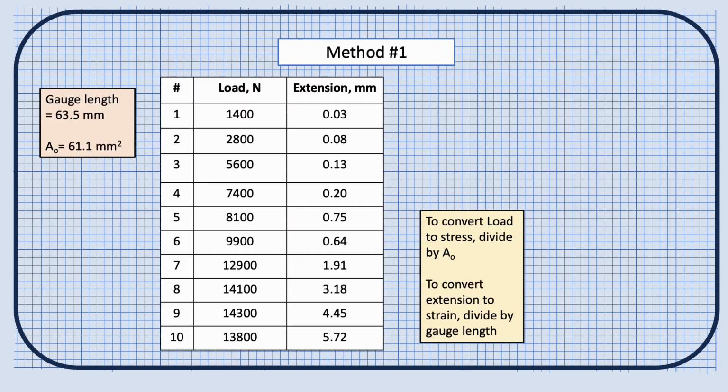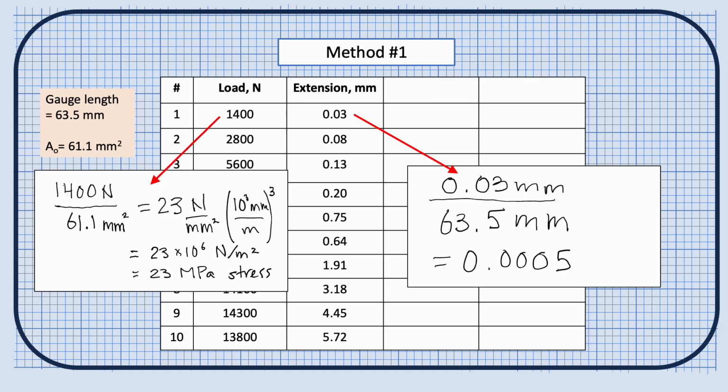So this is method one, where I've been given a set of load and extension values. I've also been given the gauge length, in this case 63.5 millimeters, and the cross-sectional area of the sample, which was 61.1 millimeters squared. And so if I want to convert these values of load and extension to stress and strain, I need to divide load by area. I need to divide extension by the gauge length.